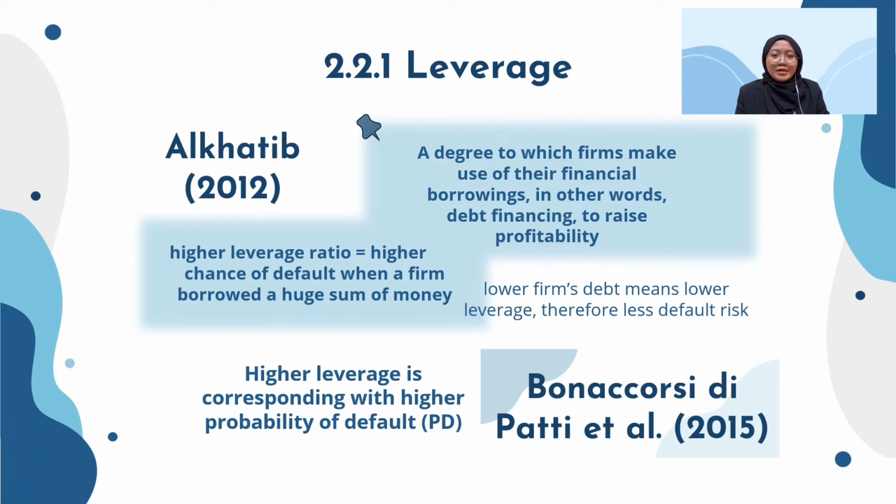Firstly, leverage. According to Al-Khatib in 2012, leverage refers to a degree to which firms make use of their financial borrowings to raise profitability. Al-Khatib stated that higher leverage ratio is interpreted as higher chance of default when a firm borrowed a huge sum of money. A lower firm's debt means lower leverage, therefore less default risk. Study by Bonaccorsi di Patti et al. in 2015 also found that higher leverage corresponds with higher probability of default.